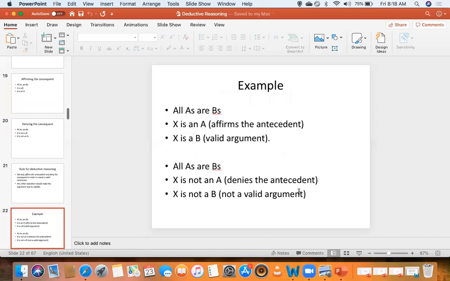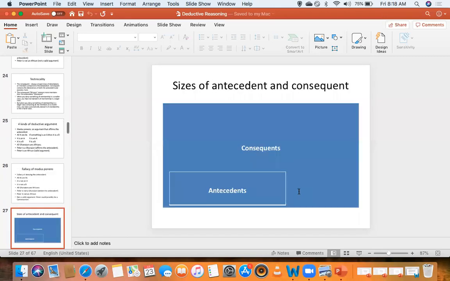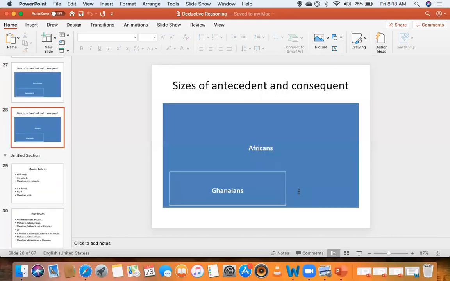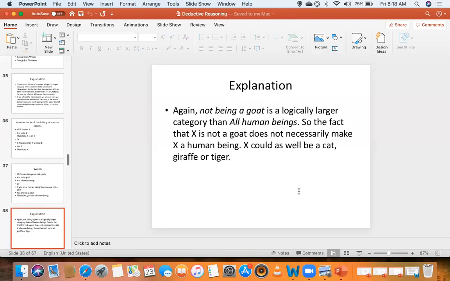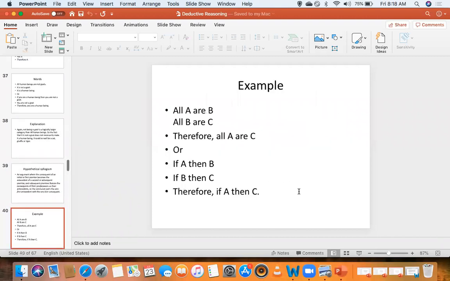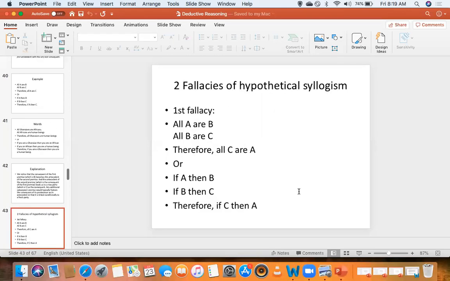And from there, we said arguments that affirm the antecedent are valid modus ponens. The ones that deny the antecedent are invalid fallacies of denying the antecedent. And then arguments that affirm the consequent are invalid, but the ones that deny the consequent are valid modus tollens. We saw the whole thing with both graphs and words and symbols. And from there, we went on to hypothetical syllogism. We saw how it works. The consequent of a particular premise would be the antecedent of the next premise. And we saw two hypothetical fallacies.